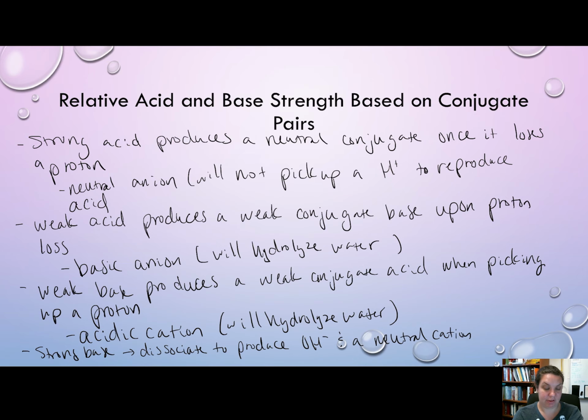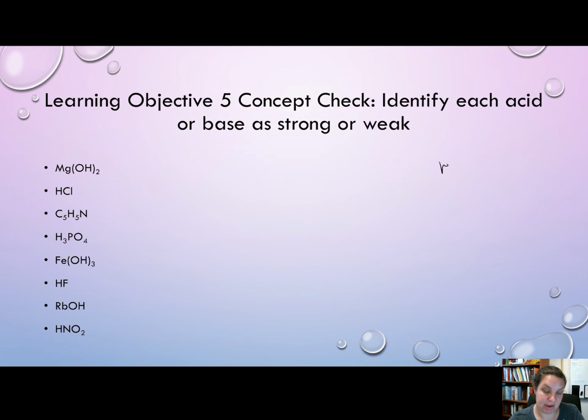Okay, so let's see how we did with these. We're going to look at each of our acids and bases and determine if they are strong or weak. So this first one, magnesium hydroxide. Hydroxide indicates that it is a base, and because magnesium is in our second row, this would be a strong base. Next one is hydrochloric acid. We said hydrogen right there is indicative of an acid, and hydrochloric acid is on our list of strong acids. So this would be a strong acid.